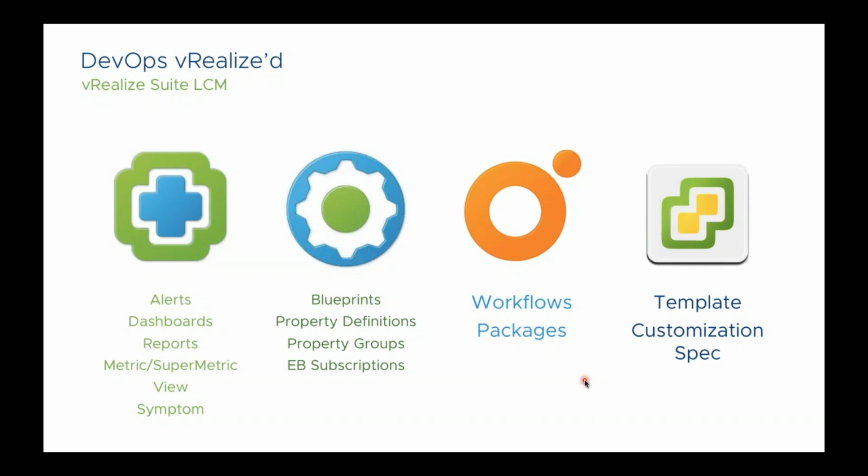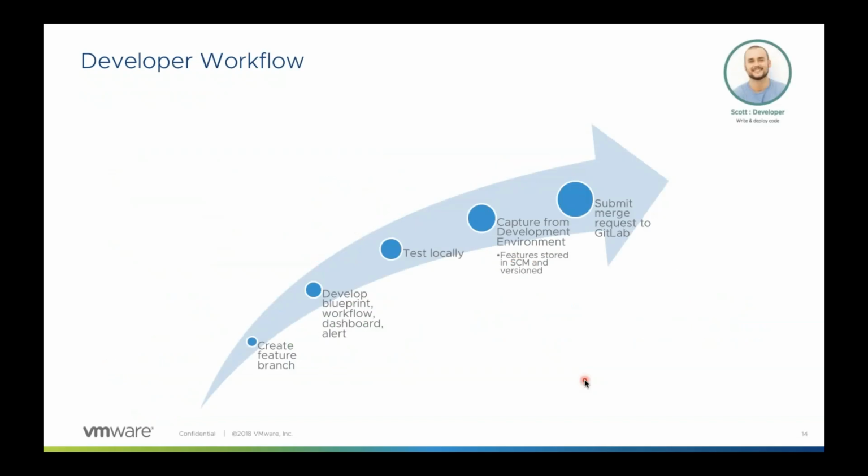This is how all of our teams who are doing software as a service development are actually putting their changes into a pipeline, and it looks very similar to this, but for Java application code. So the developer workflow for Scott is to create a feature branch, develop their content, test locally, capture from their development environment into source control, and then eventually they submit a merge request to GitLab. And so that's where Scott's job ends. His code has made it to source control. He can start to work on his next task. He stays focused on the task at hand.